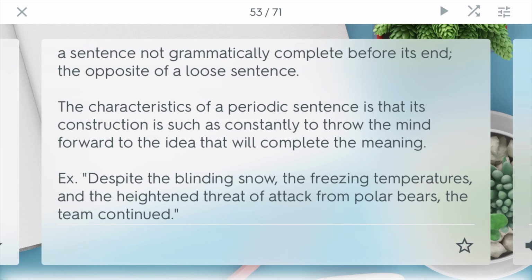An example would be, despite the blinding snow, the freezing temperatures, and the heightened threat of attack from polar bears. At this point, we're really trying to see, what happens next? The team continued, and that finally concludes the sentence.